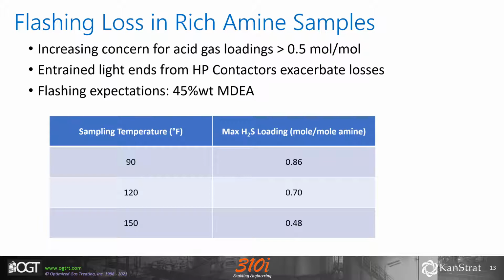You can see, at low temperature, you can hold almost 0.86 mole per mole, but if your sample is collected at 150 degrees, which is probably more reasonable for a system that is highly loaded, you can only hold 0.48 moles per mole. So, what this means is that if you have, say, 0.7 moles per mole in the process flowing in your pipe, and you catch your sample at 150 degrees, you might have 0.7 in the process, but the sample will only show, and you can only ever measure, 0.48 moles per mole maximum.